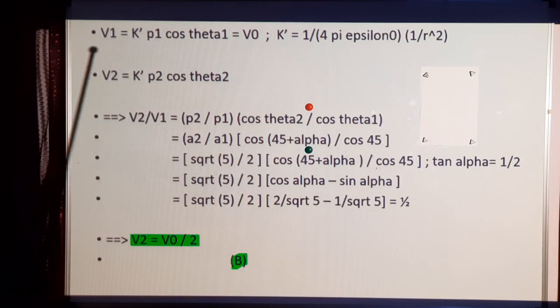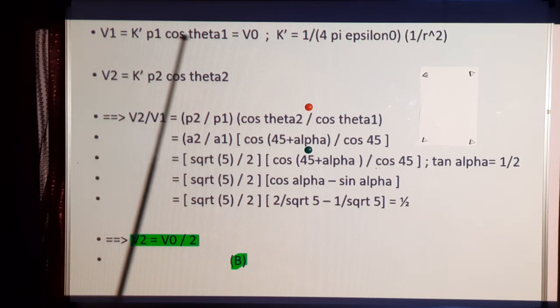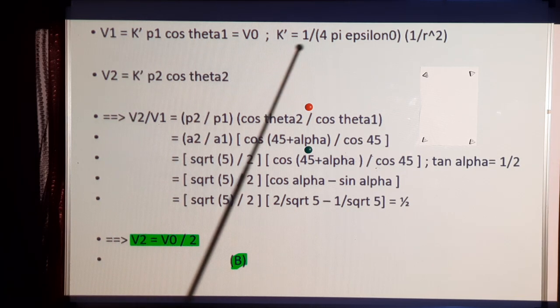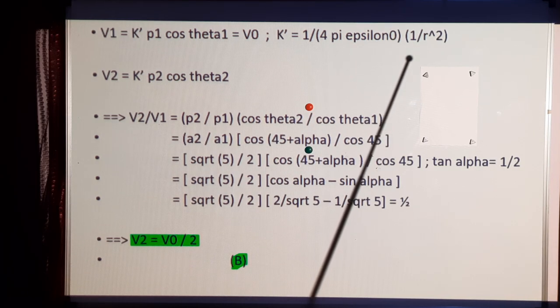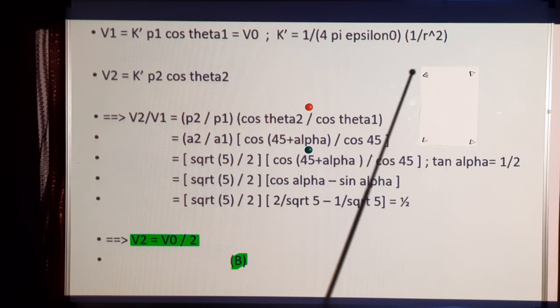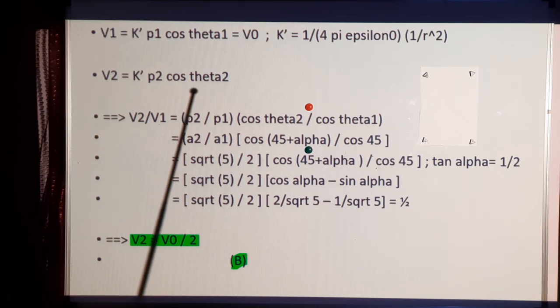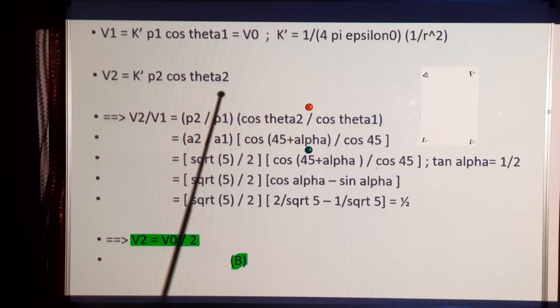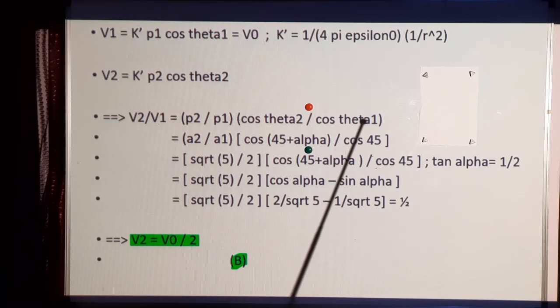This would explain here. Potential in the first case is K prime P cos theta, P1 and theta 1. And K prime is 1 by 4 pi epsilon naught into 1 by r square, because for the two dipoles the distance is same because the dipole is tilted about the middle point. So the distance of the dipole to the point is not going to change for the second case. Potential in the second case is same K prime, which is this constant, into P2 cos theta 2. So the ratio will be P2 by P1 into cos theta 2 by cos theta 1.